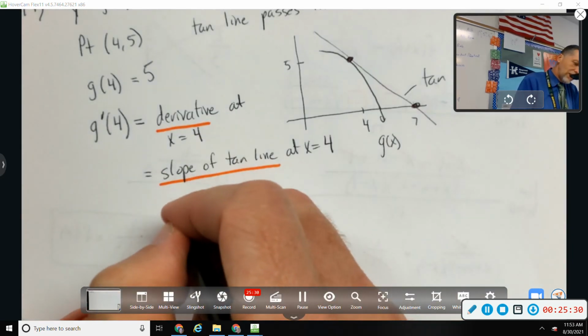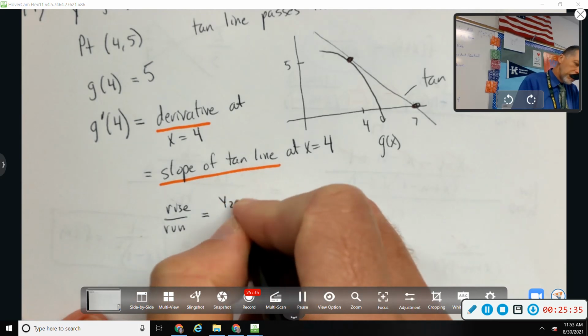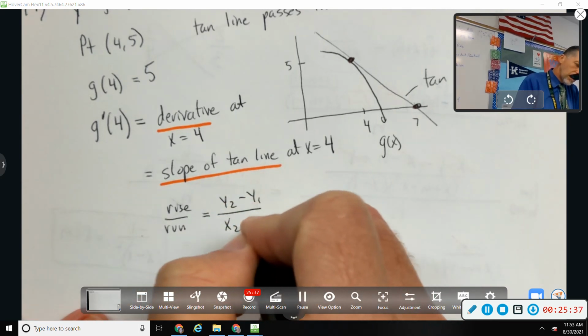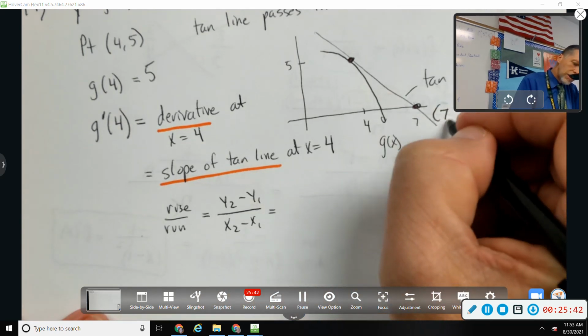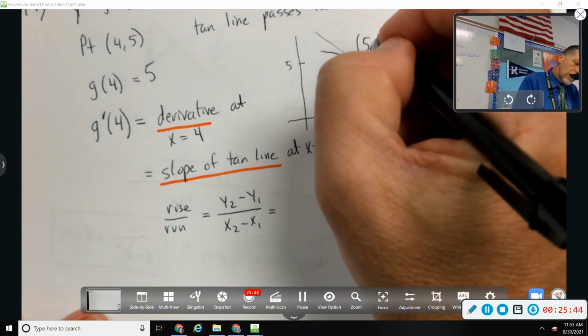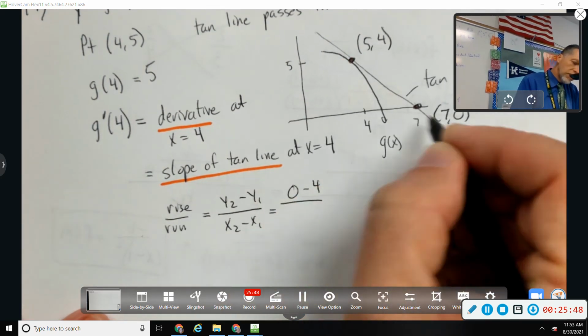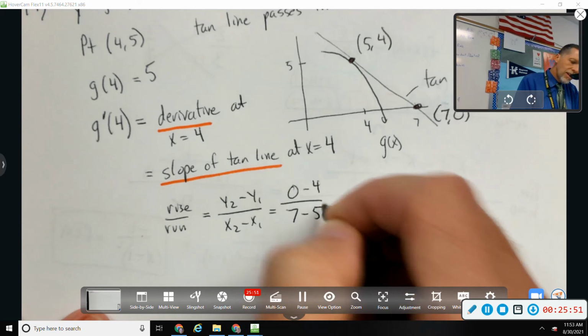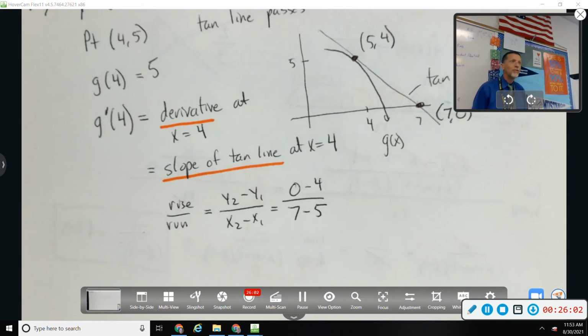Just Algebra 1 stuff here. Slope formula. So let's see, that would be 0 minus 4 over 7 minus 5. Oh, and that would be a safe stop. And some of you did that on the test. There was a question that was something about slope or average rate of change or something, and you stopped there, and that's fine. A few of you kept going and messed it up.